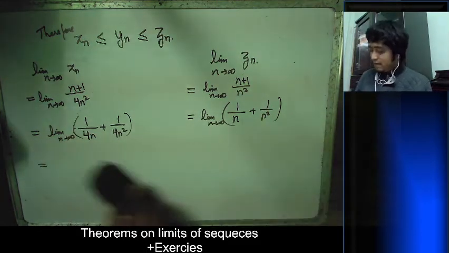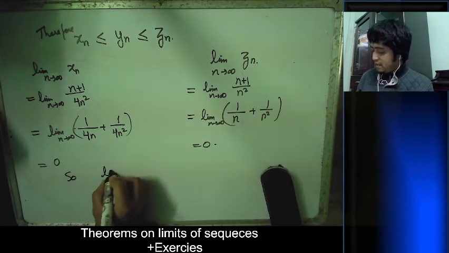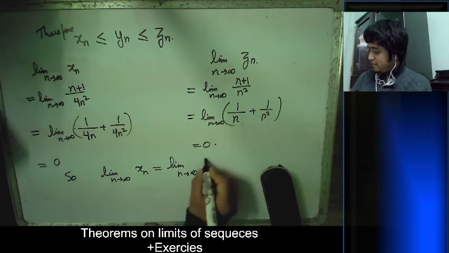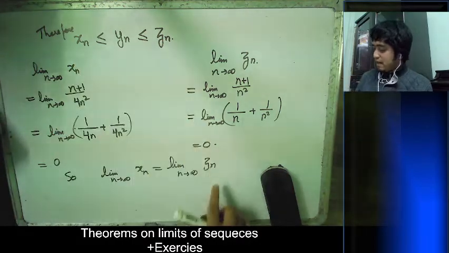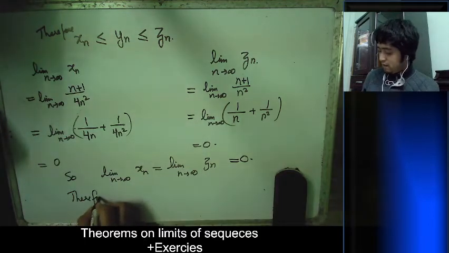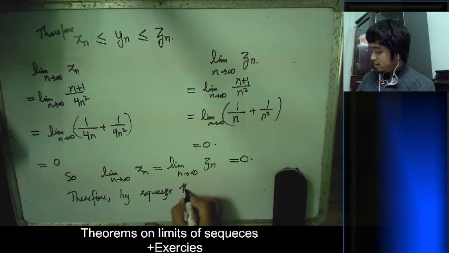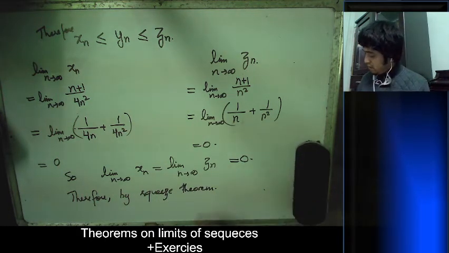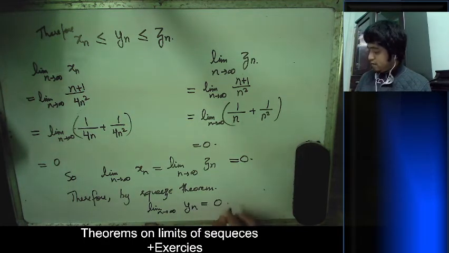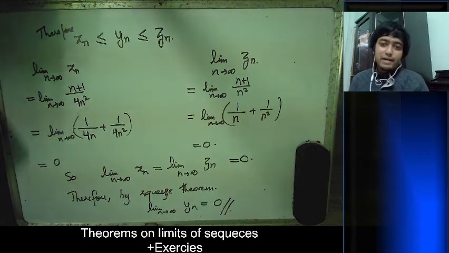So the limit will be equal to 0. Similarly this one will be equal to 0. So limit n tends to infinity xn equals limit n tends to infinity zn. So the outside parts have the same limit, equal to 0. Therefore the inside part, by squeeze theorem, will also have the same limit, which is equal to 0. So this completes our solution for finding the limit of yn.